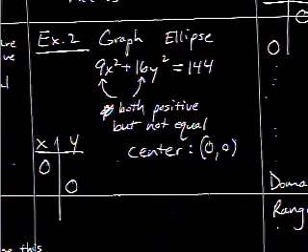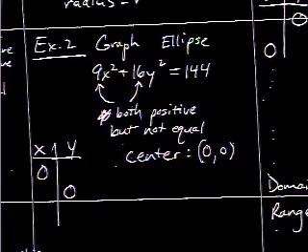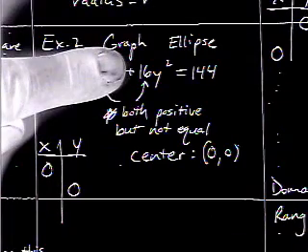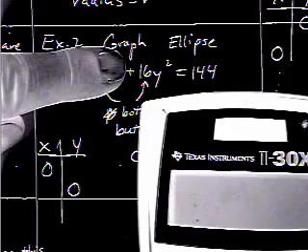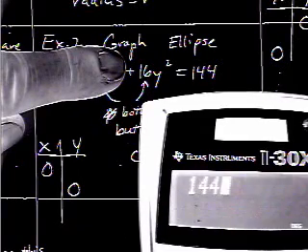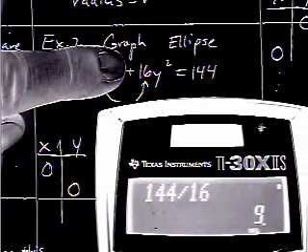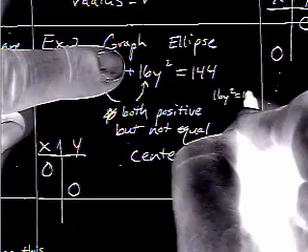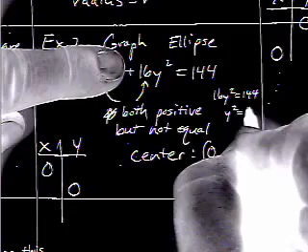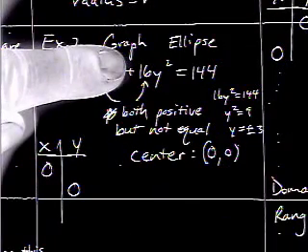When you plug in 0 for x, what do you get for y? 0 is basically going to wipe out that first term. So, we really have 144 divided by 16, which is 9. And then we need to take the square root of that. So, 16y squared equals 144, y squared equals 9, y equals plus and minus 3. Don't forget that you got the positive and the negative.